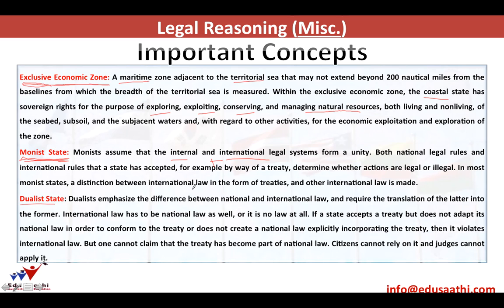Next is dualist states. In contrast to monist states, dualist states are ones who differentiate between the national and international law. What they do is they ratify certain international laws and then they incorporate the provisions of those international laws into their national law. Whatever they do not ratify would not form part of their national law. So there are two kinds of laws for dualist states. First is national, second is international. They may or may not accept the international law as their national law, unlike monist states.